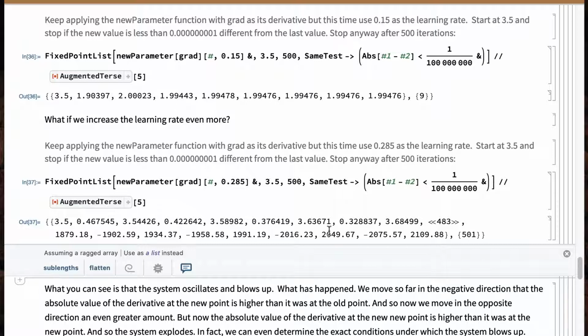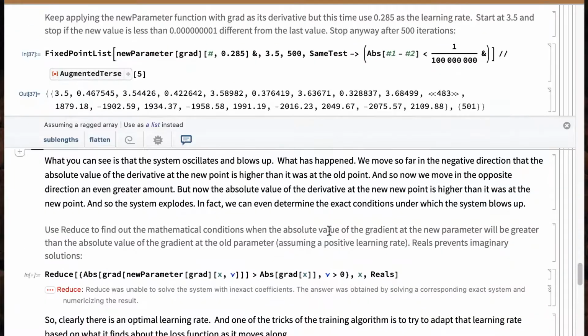So what happened? How did this happen? What happened was I moved so far in the negative direction that the absolute value of the derivative at the new point was higher than it was at the old point. And so then I had to move in the opposite direction an even greater amount. But now the absolute value of the derivative at the new point is even bigger than it was at the old point. And I move in the opposite direction an even bigger amount. And so the system just explodes if the learning rate is too high.